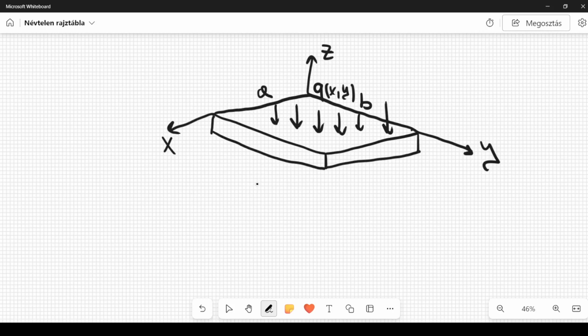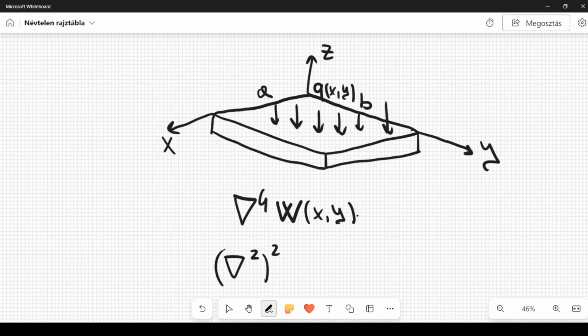From the classical theory of plates, we know that the nabla operator to the fourth power, which is equal to the Laplacian squared, applied to W, the displacement along Z of a generic point of the plate, so W of x and y, it is a function of x and y, is equal to the load, q of x and y, divided by the constant D. D is also known as the flexural rigidity, and it is a function of other parameters of the theory of elasticity that I don't want to get into now. This is just a constant which is known.